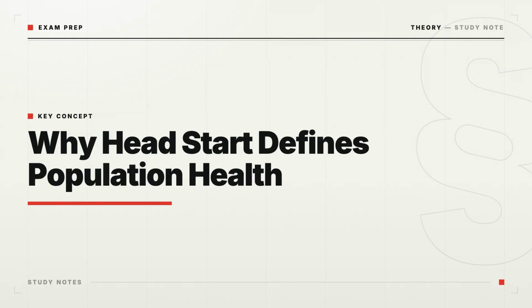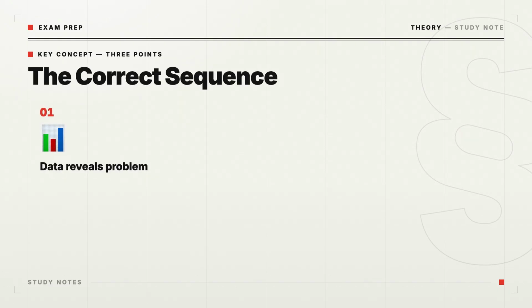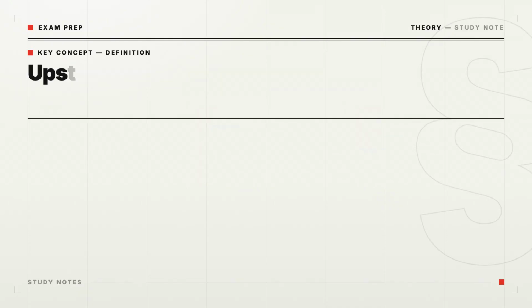Head Start became the textbook example of population-focused practice, not because of who ran it, but because of the logic behind it. Understanding that logic reveals why acting upstream beats acting downstream. The sequence runs in a specific order. A problem shows up in population-level data, not in a single patient. The cause gets traced to social and economic determinants, not a pathogen or individual failing. Then the intervention reaches the entire affected population, not just those who ask for help.